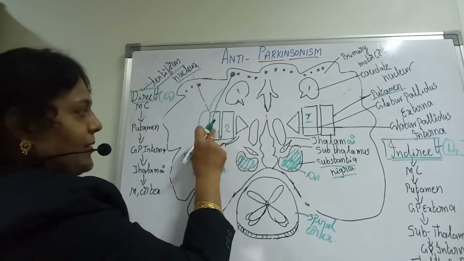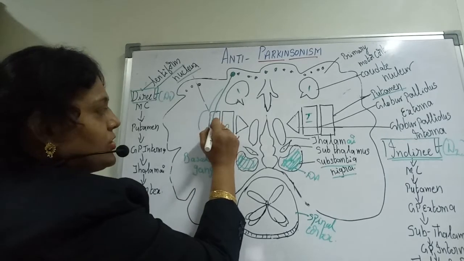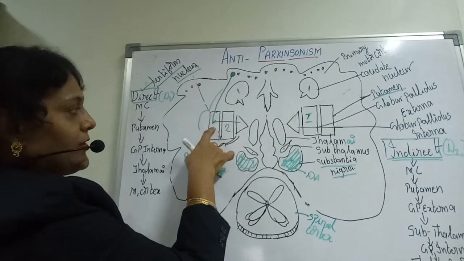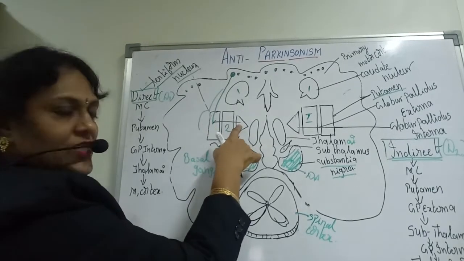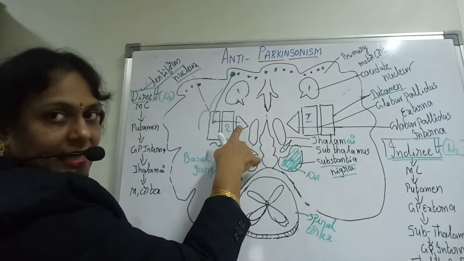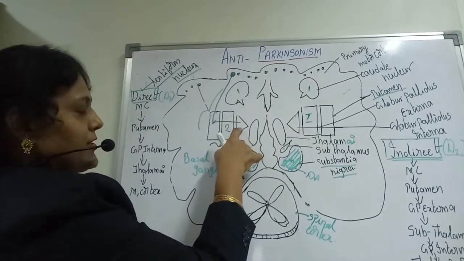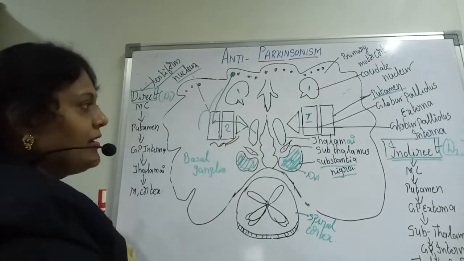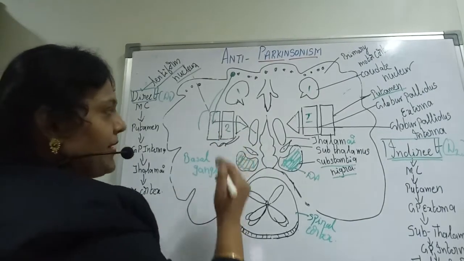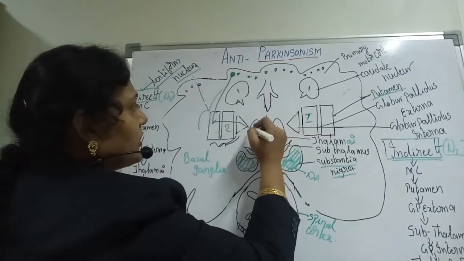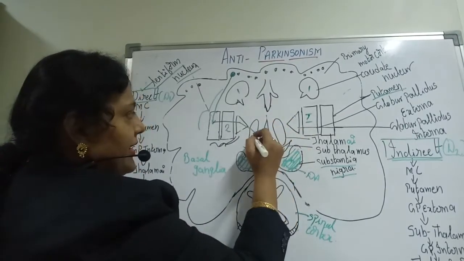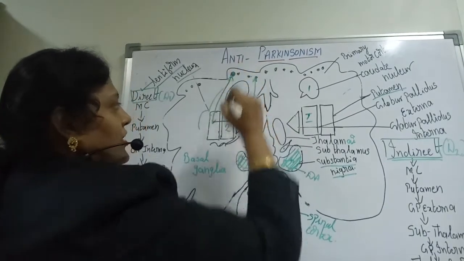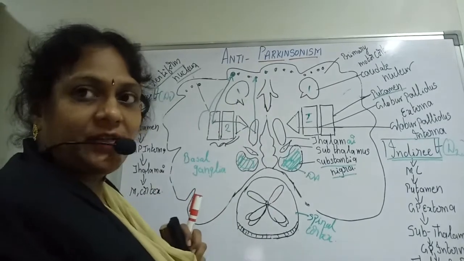And once again, from the putamen, the message is sent to globus pallidus interna. And from the globus pallidus interna, the message is transferred to the thalami. And from the thalami, it reaches directly to the cortex, back to the primary cortex. So this is called the direct pathway.